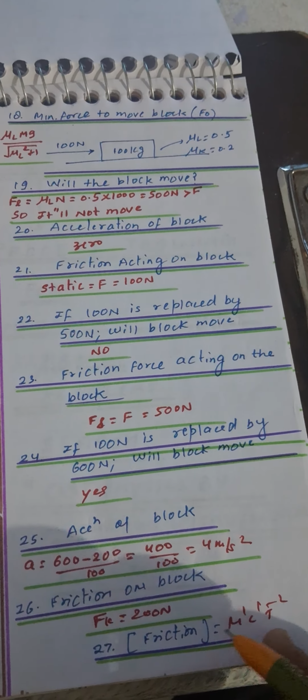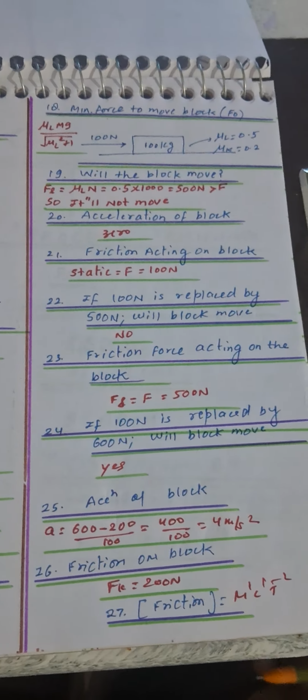Then the dimension of friction is M1 L1 T minus 2. So you have seen that we have discussed a number of questions on the topic.